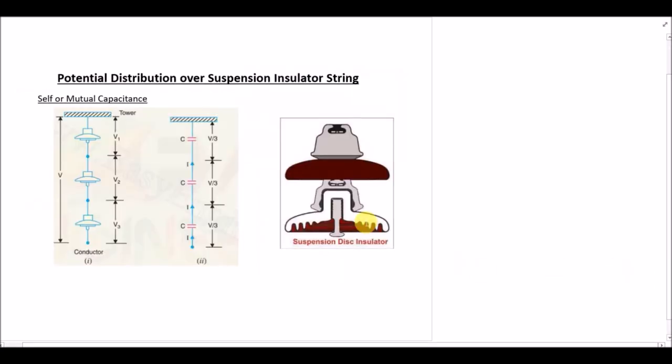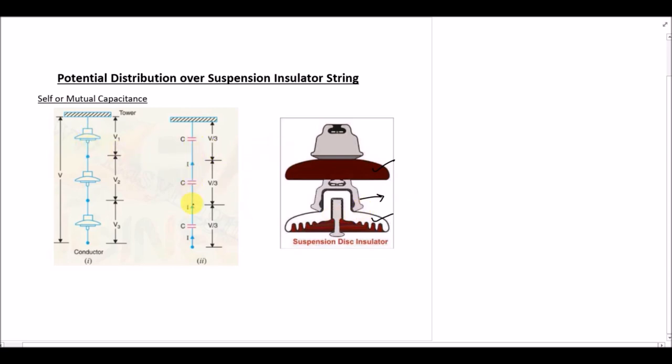Now we will move on to the analysis of the string insulator and string efficiency. In a suspension insulator or string insulator, we usually have discs attached in series with each other, and we have metal fittings or metal links above and below the insulators. Like this is one disc and this is your second disc, and we have a metal fitting in between. So these discs actually form a capacitor.